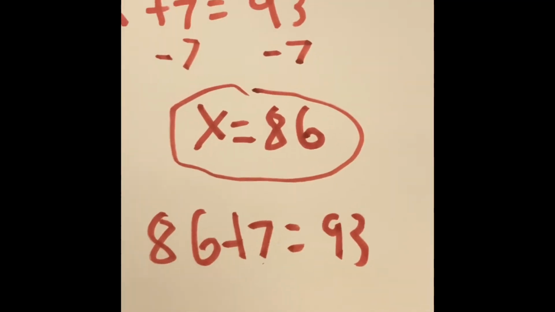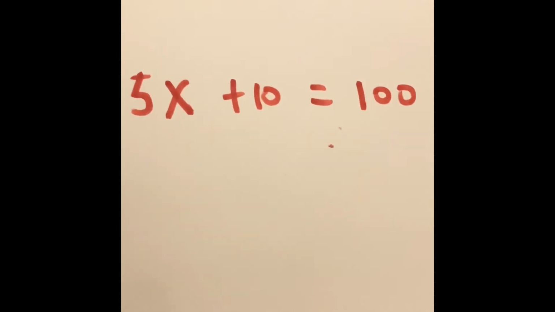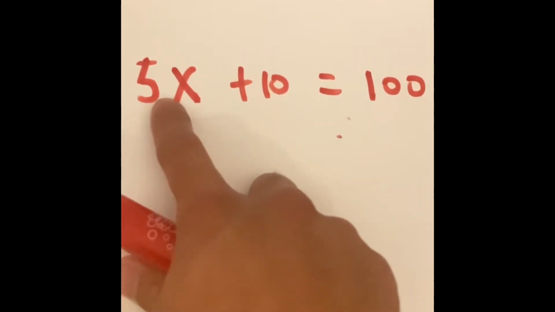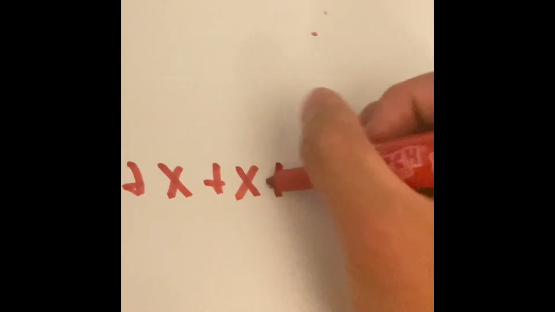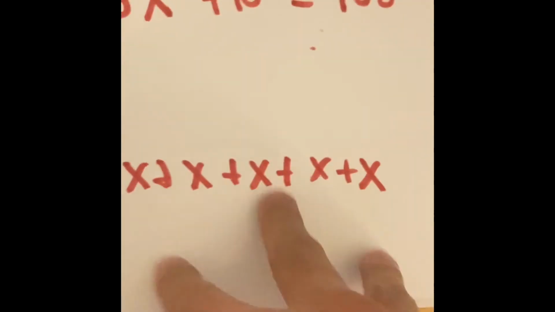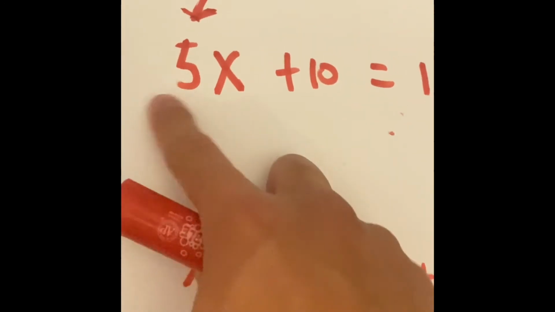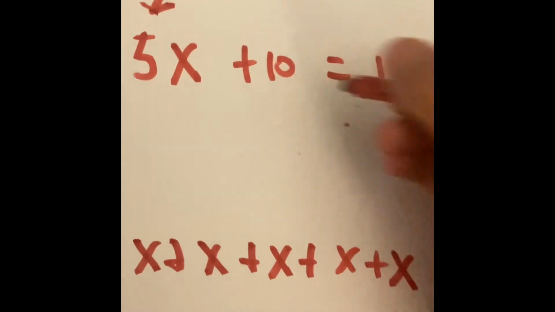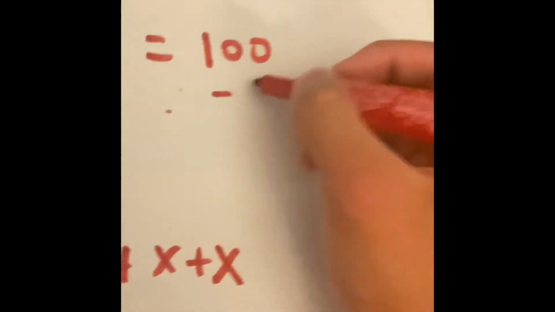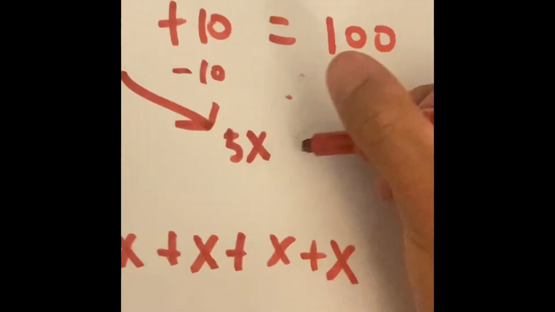Let's look at one more problem. This one is a little different. Instead of having just X, we have a 5X. 5X is basically the same as X plus X plus X plus X plus X. There are 5 X's, but to make algebra simpler and easier, we just write a 5 representing that there are 5 X's. So 5X plus 10 equals 100. To shift it in reverse, we subtract 10 from both sides, so we have 5X equals 90.